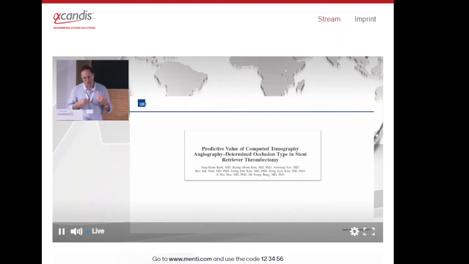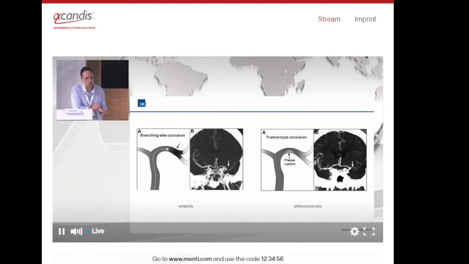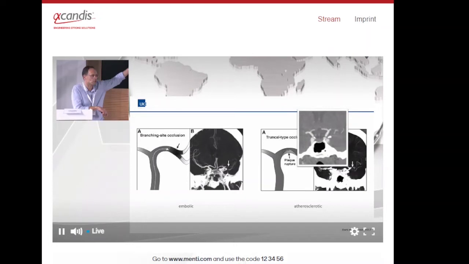And just to underline this, there's one nice paper from the Korean group on the predictive value of computed tomography, and this is what Myros actually told about, but only pictured, that when you have a branching site occlusion, this will rather be an embolic occlusion. On the other side, when you have a truncal type occlusion, this will rather be an ICAD underlying disease. And when you look at the images from the publication and the CTA I've showed you, it's actually the same image.